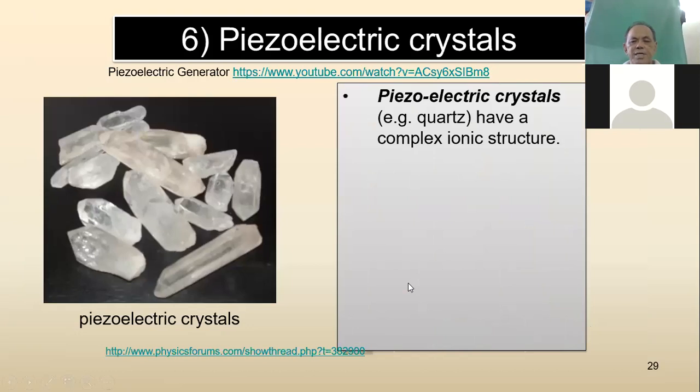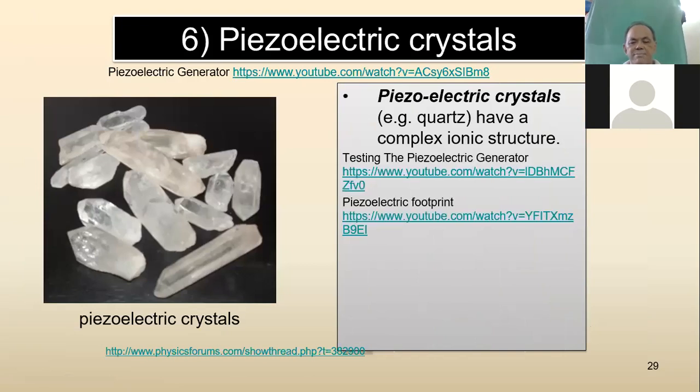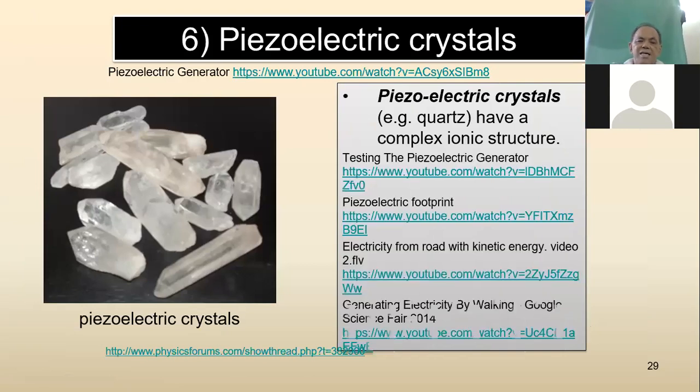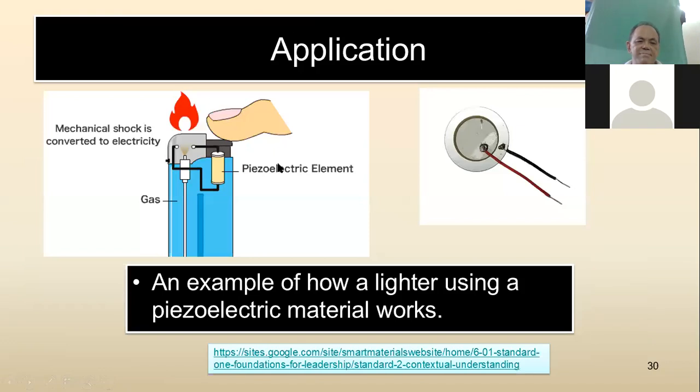Example would be quartz. They have a complex ionic structure. You want to look at some of these, get more information on YouTube. There are some of the uses: as a piezoelectric element in your gas lighter, it produces the spark there to light the gas. That's how it looks like.